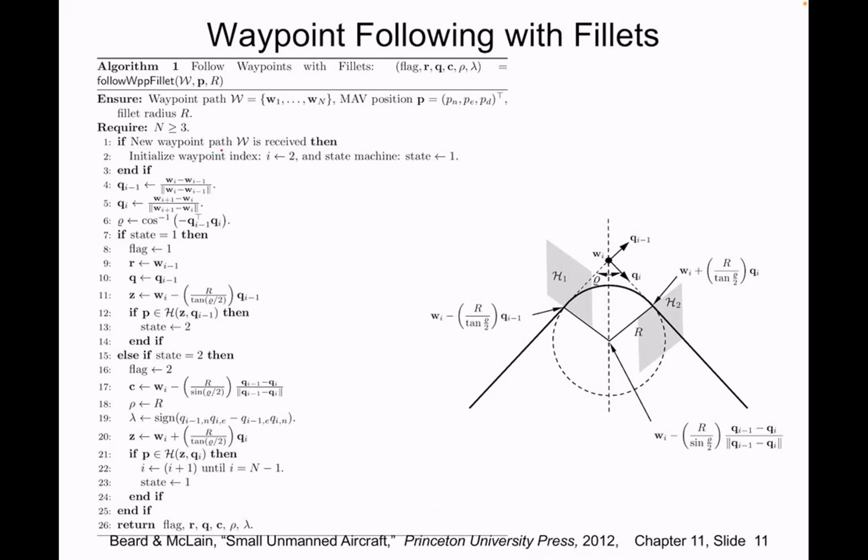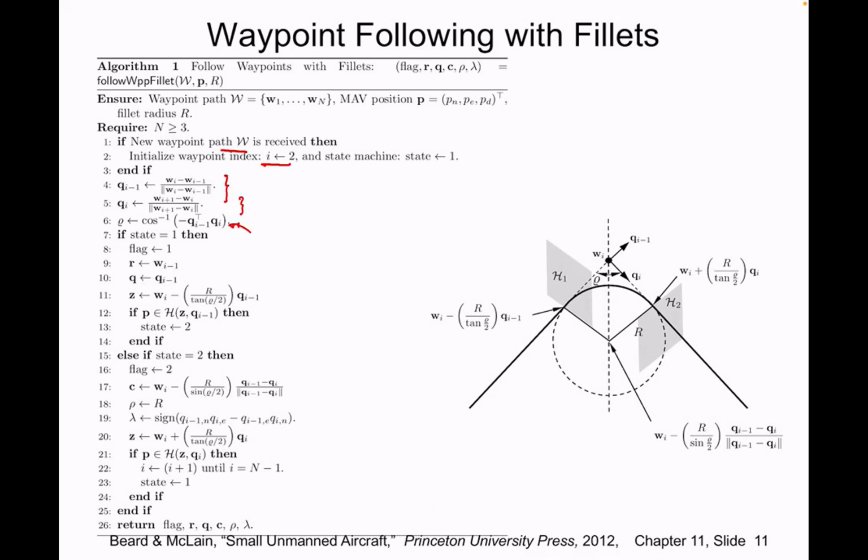This algorithm can be implemented as a state machine, or it can be implemented as if-then type statements. So first, you find the direction vector qi minus 1, then find the direction qi, and then you find the value of rho. Rho is nothing but the angle between these two vectors. Some of you may ask how this is coming about. If you think about it, this is nothing but a very simple dot product implementation. You have two vectors, you take the dot product, and find the cosine inverse of the dot product to get the answer.